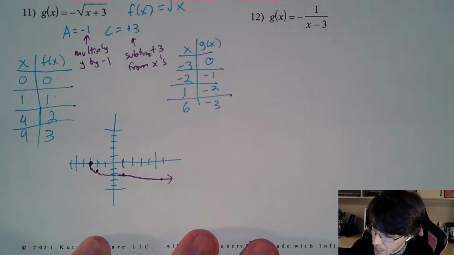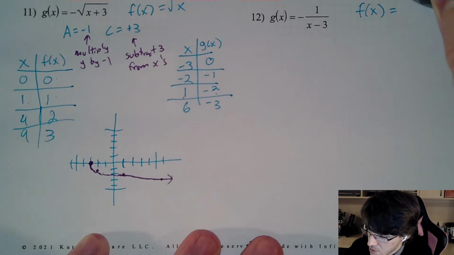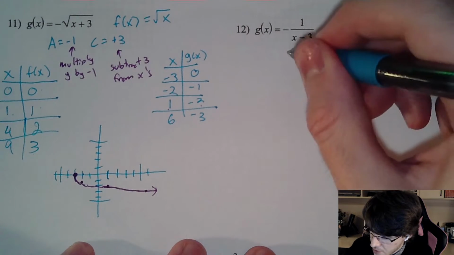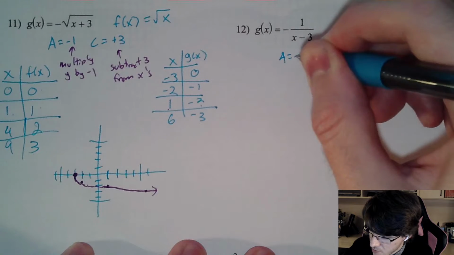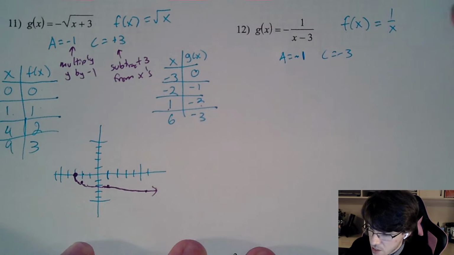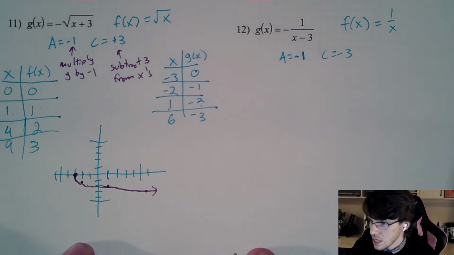I'm going to do this one at a picked up pace. So we're looking at here, and we say we got f of x is equal to 1 over x. That's our original function. We can figure out that a is equal to -1, and that c is equal to -3. So yet again, we're going to be multiplying by -1, but actually adding 3 to the x's.